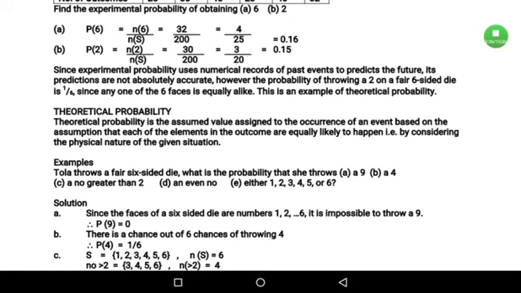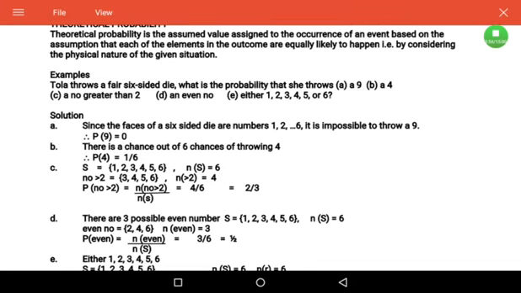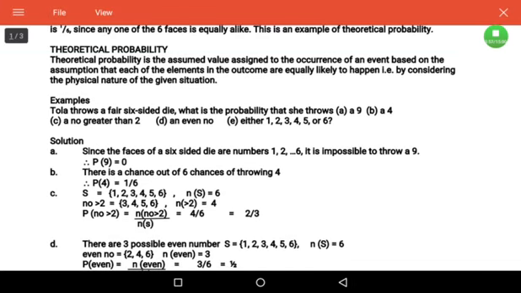Now let's take an example of theoretical probability. Don't forget that experimental probability makes use of past events, while theoretical probability predicts the future. Theoretical probability is the assumed value assigned to the occurrence of an event, based on the assumption that each of the elements in the outcome is equally likely to happen. That is, by considering the physical nature of the given situation.